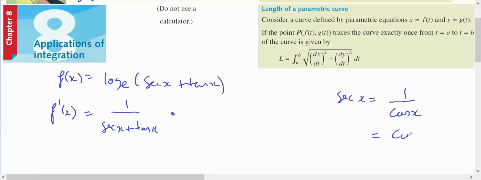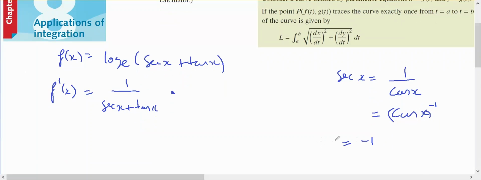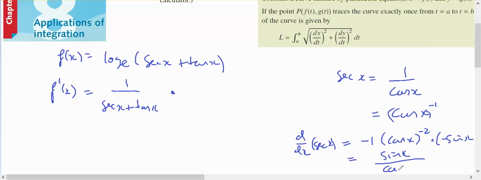Therefore, that's equal to cos of x to the power of -1. So its derivative will equal -1, so d dx of sec x times cos of x to the -2 times negative sine of x. It's going to be positive sine of x on top of cos of x squared. So that will be sine of x on cos of x squared plus the derivative of tan, which is sec squared of x.